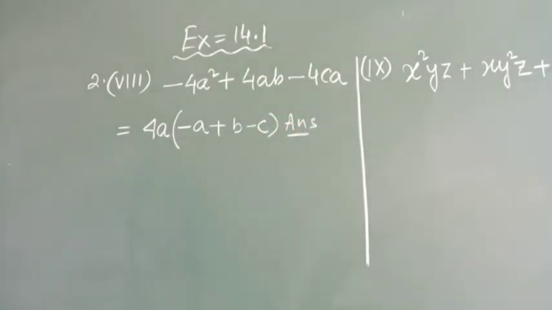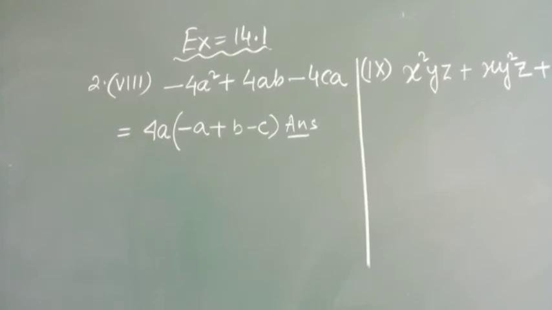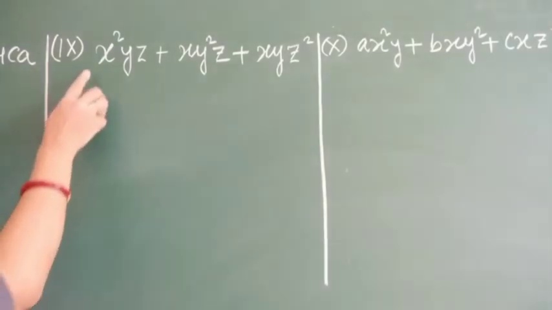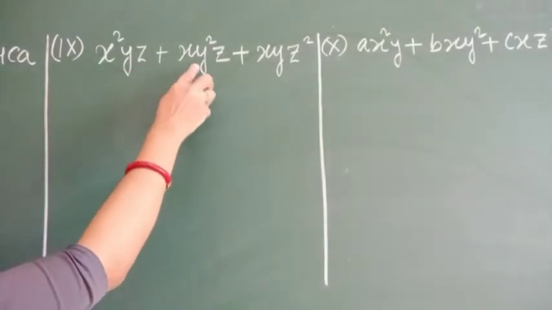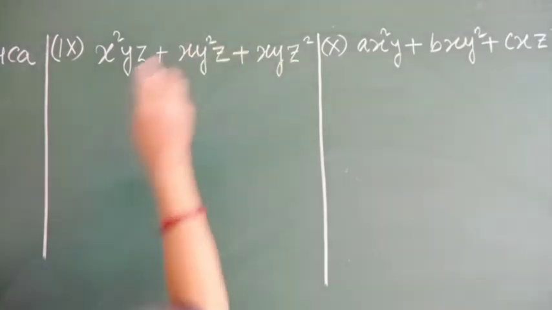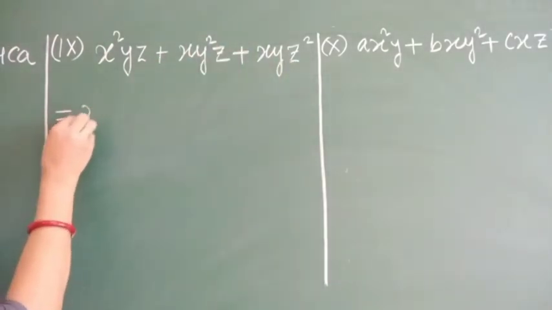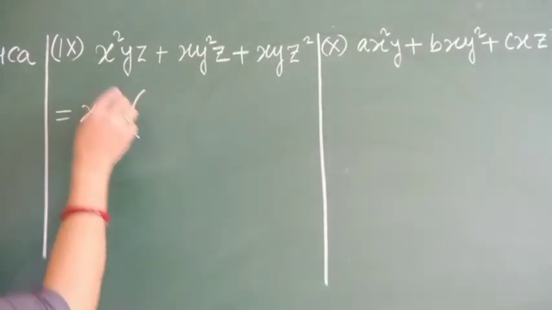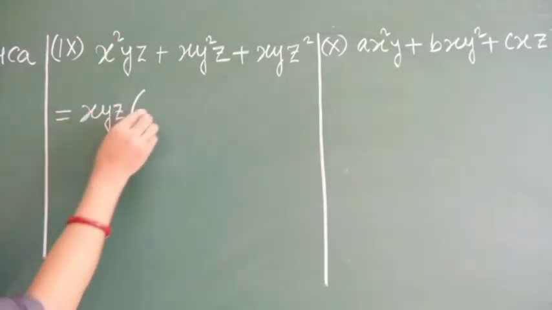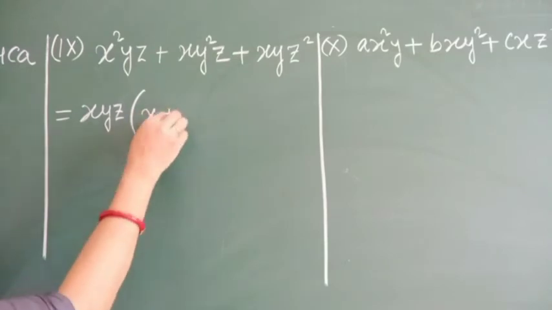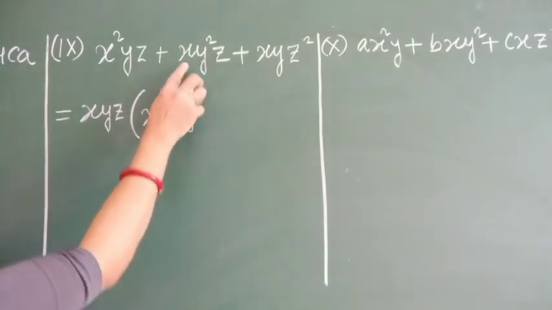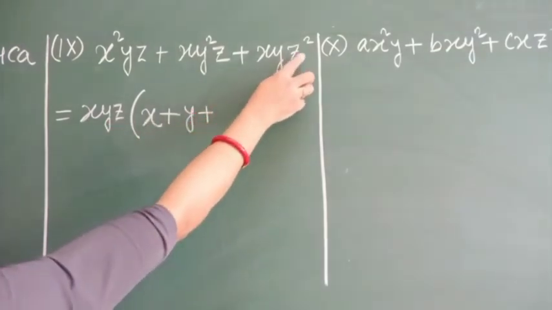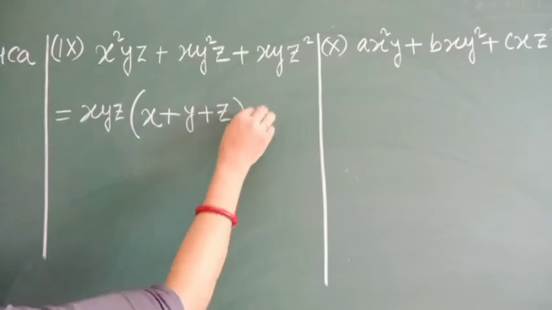Next one is question number 9. X square y z, x y square z, x y z square. Very clearly you can take x, y, z from every term, and then here, because x square was there, only x is left here, plus y square was there, so only y is left, and x y z square, so z is left.